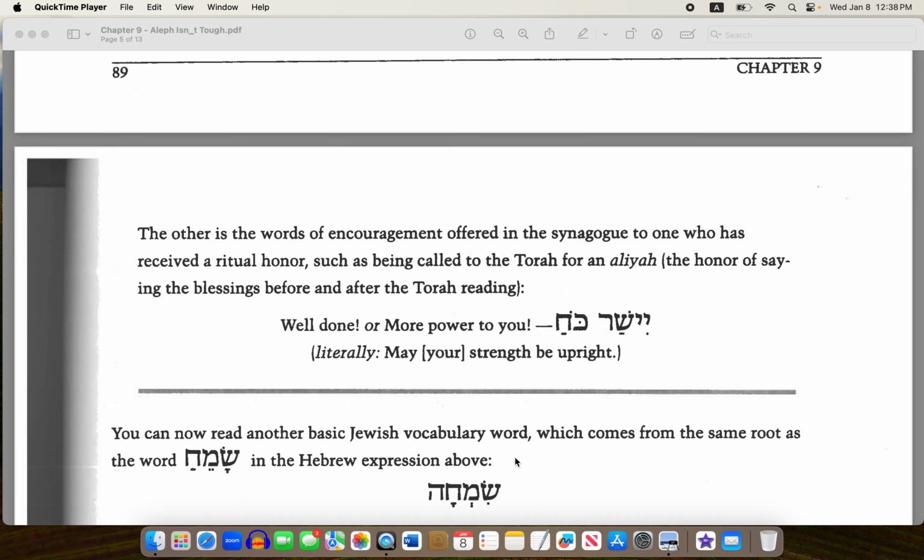And then we talked about this as well. Yashar Koach. A lot of people in Shul, after somebody comes down from the Bima, doing a Torah reading or taking an aliyah out of the Torah, they say Yashar Koach, which means go to strength. Yashar means to go straight, and Koach is strength. But it's really, awesome job, good job, well done, or more power to you. But yeah, may your strength be upright. That's probably a good translation.